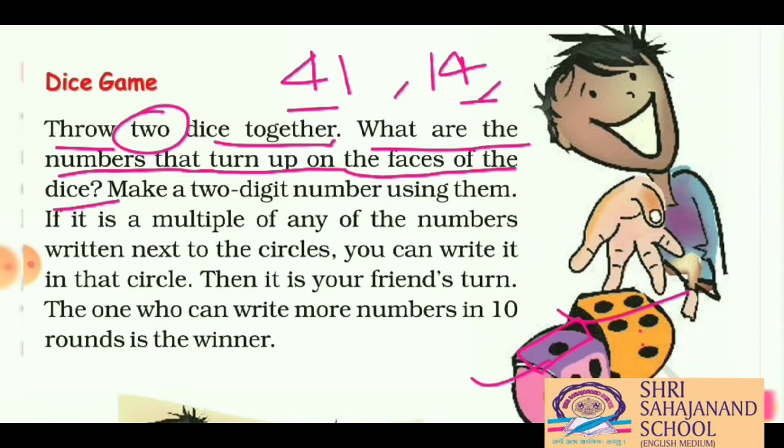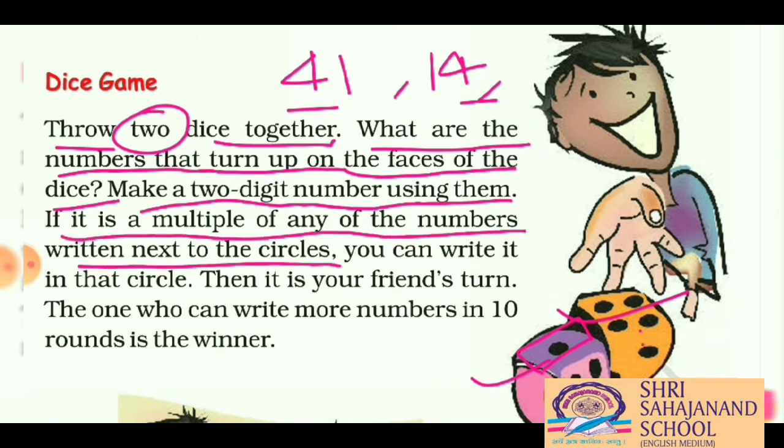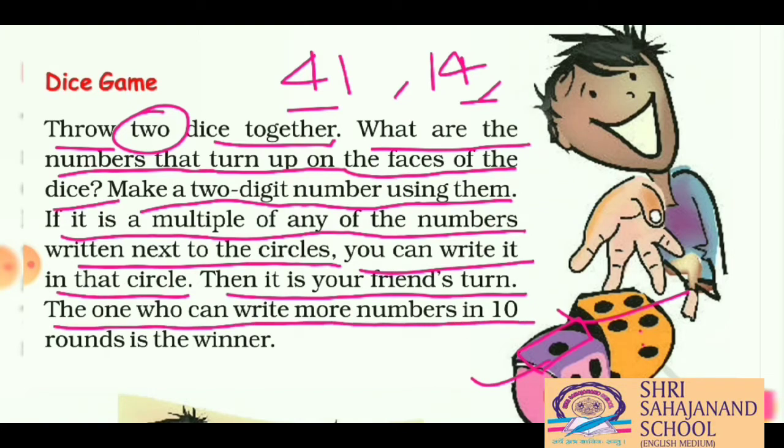Now what we have to do? Make a 2-digit number using them. We have already made it. If it is a multiple of any of the numbers written next to the circles, you can write it in that circle. Then it is your friend's turn. The one who can write more numbers in 10 rounds is the winner. Oh, so it's a game finally, and you can play with your friend. But how will you play?